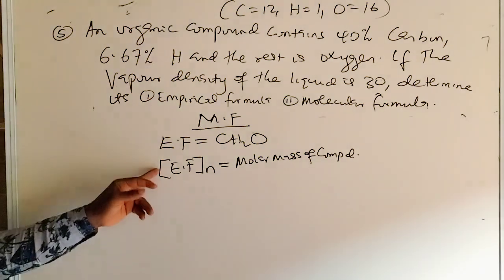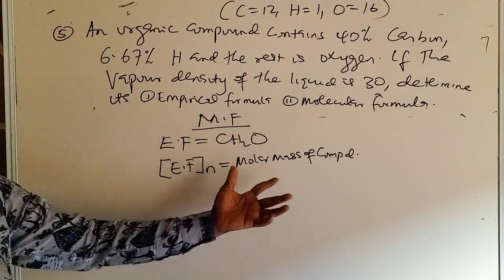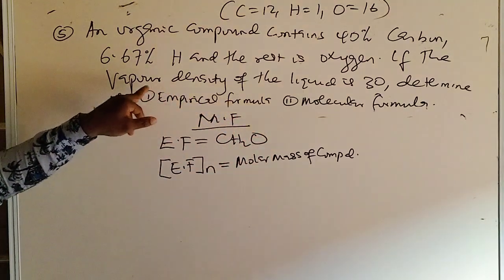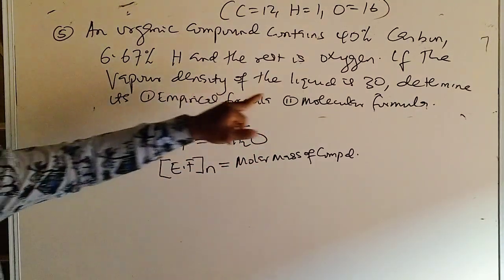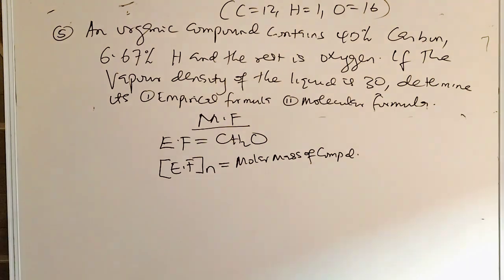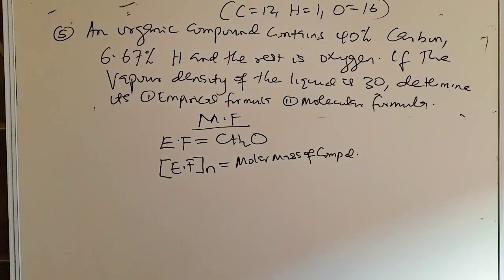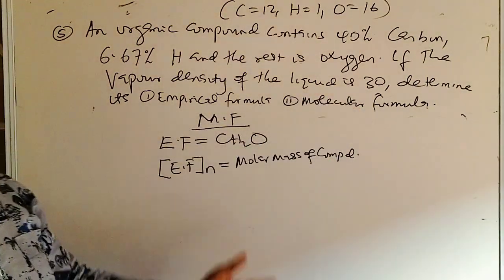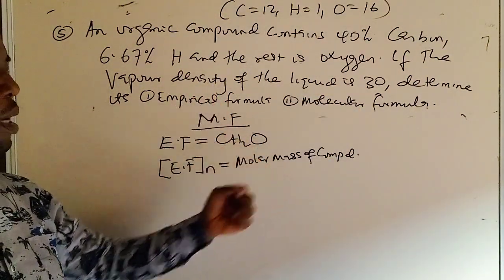So we're going to make it equal to the molar mass of the compound. So how do we look for the molar mass of the compound? You go to the question, they told you that the compound has a vapor density of 30. So they did not give us the molar mass, but since they gave us the vapor density, we can use it in place of the molar mass.